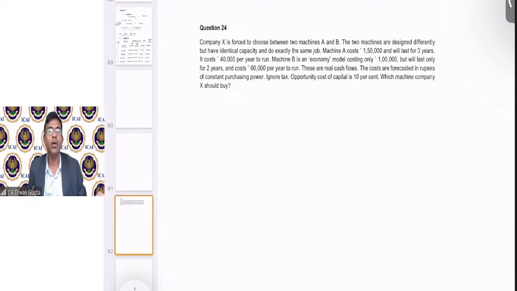Machine B is an economy model costing only 1 lakh, but it will last only for 2 years and costs 60,000 per year to run. These are the real cash flows. So students, now you can connect your knowledge on the real cash flows. That means these are not inflation adjusted; these do not have the inflation amounts in them. The costs are forecasted in rupees of constant purchasing power, which is actually what is meant by real cash flows. Ignore tax, opportunity cost is 10%. Which machine should Company X buy?